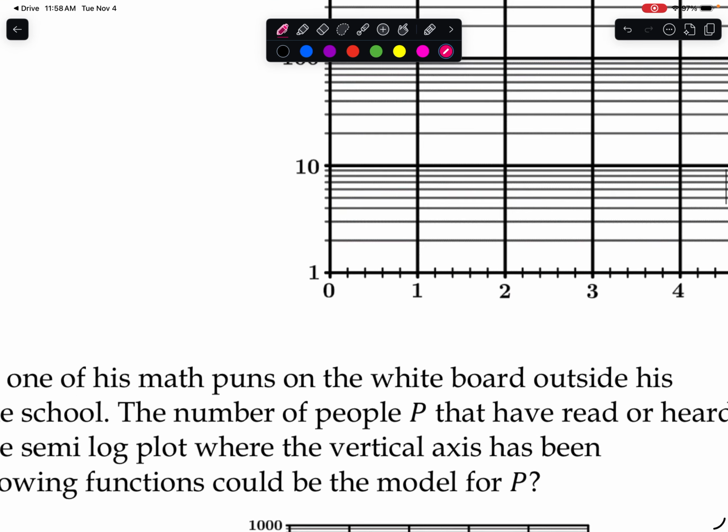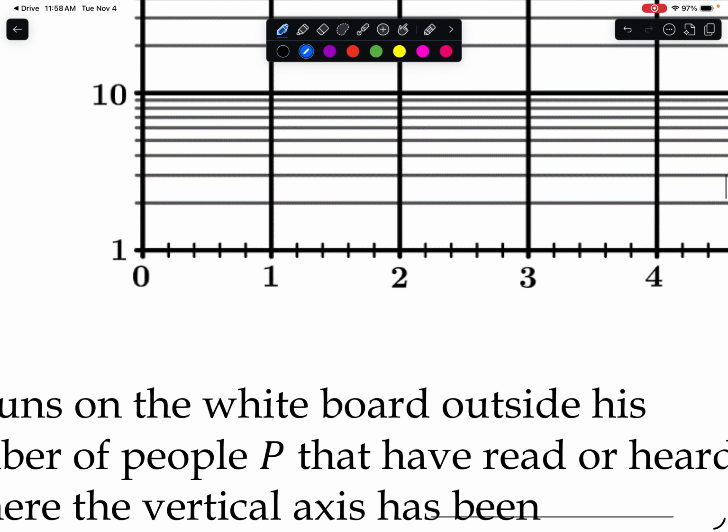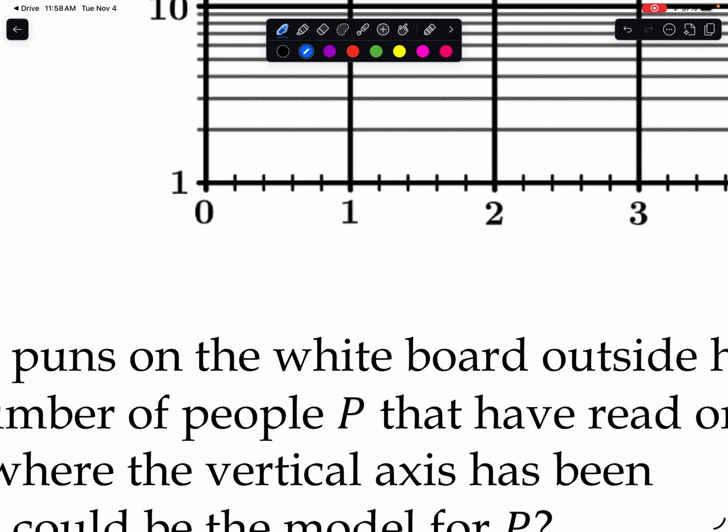So if I look on the x-axis, hopefully you'll see that we have these little hash marks. Based on this graph and this scale, we're going to count by 0.2. So this would be 0.2, then 0.4, 0.6, 0.8, and then 1. Then 1.2, 1.4, 1.6, 1.8, and then 2, and so on and so on.